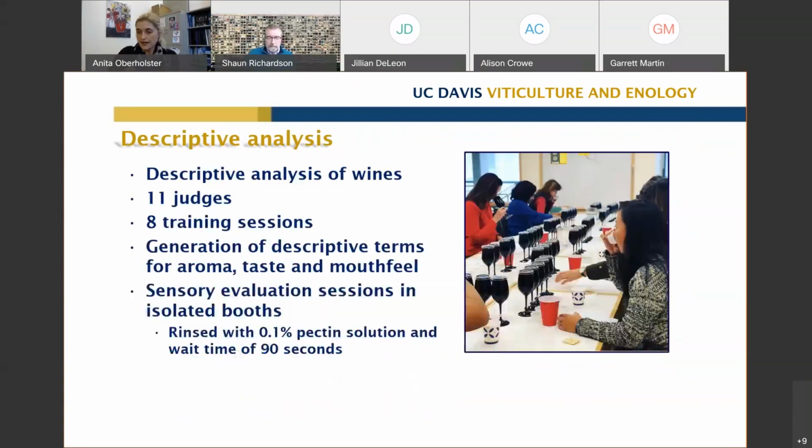We did do descriptive analysis. LAFFORT, in their tasting, suggested rinsing with water and waiting 2 minutes, and that's perfect. That's what I always suggest as well. For our sensory evaluation, we went for a 0.1% pectin solution rinse and 90 seconds, and that worked as well. But because we used the pectin solution, it works a little bit better than water.